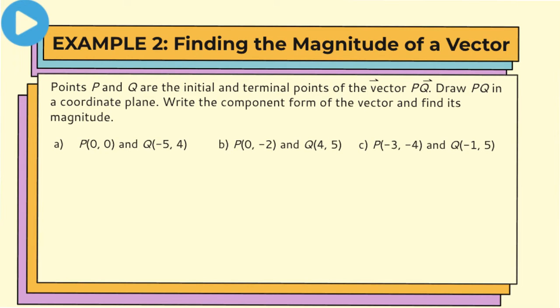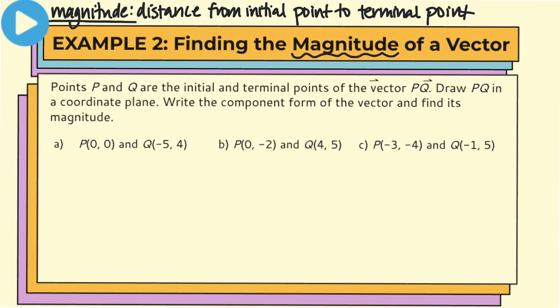Example 2, finding the magnitude of a vector. So earlier I mentioned magnitude, and the magnitude of the vector is the distance from the initial point to the terminal point. So to solve these kinds of problems, we're going to need that distance formula. Distance equals the square root of x2 minus x1 squared plus y2 minus y1 squared. And I think the last time we used this was in Math 3.